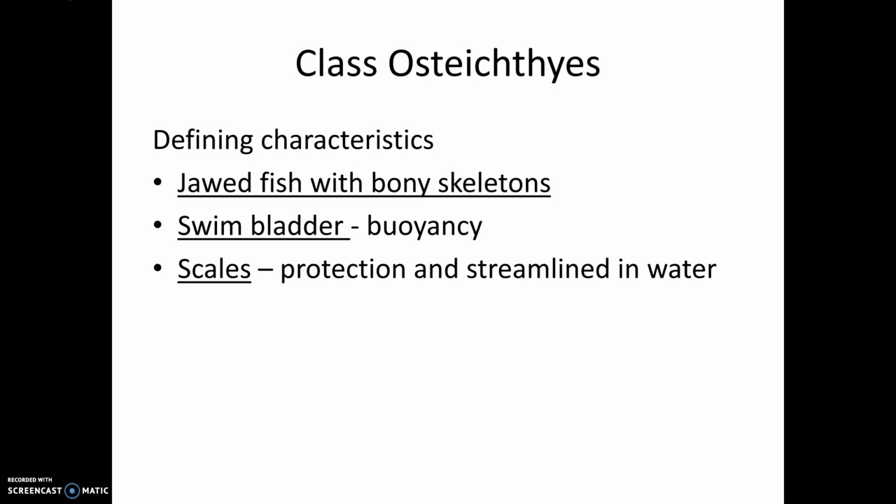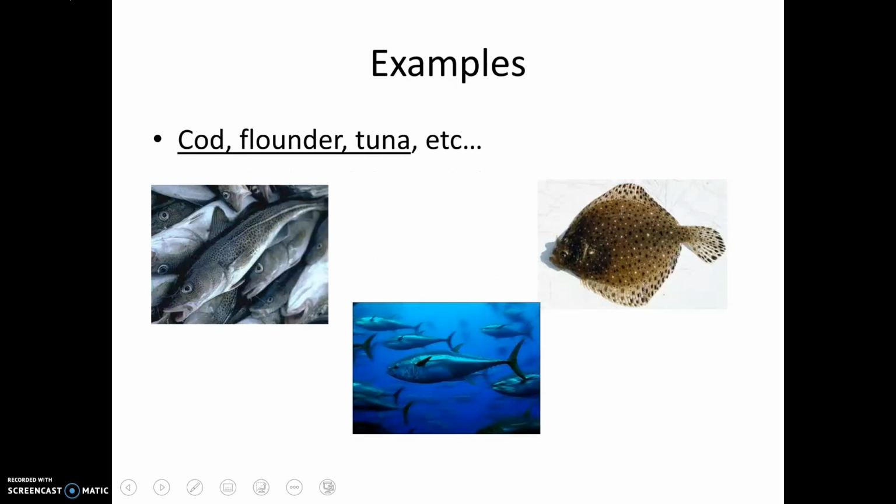So examples of this class is going to be what you're most familiar with in the fish category. Some examples here could be cod, flounder, tuna, salmon, mackerel, all these just very familiar types of fish here, ones that we usually eat, are all going to be examples of Osteichthyes. So that's really the end of our marine fish categories.